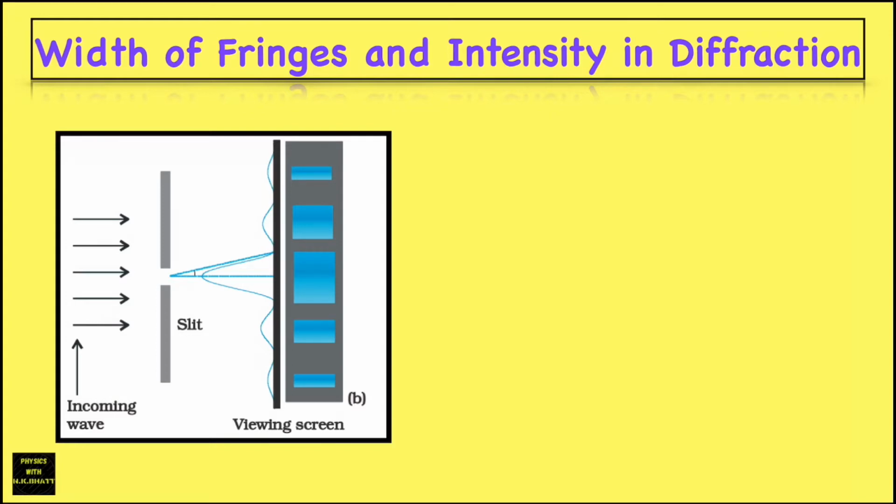In this diagram you can see this is a single slit, a plane wavefront incident on the single slit. After diffraction, the fringe pattern is obtained on the screen, that is also visible here. Center of screen is bright. After that, alternate dark and bright fringes are seen. This is the central bright fringe, then dark, then bright, then dark, then bright. It is above the center, and below the center also we have dark and bright fringes.